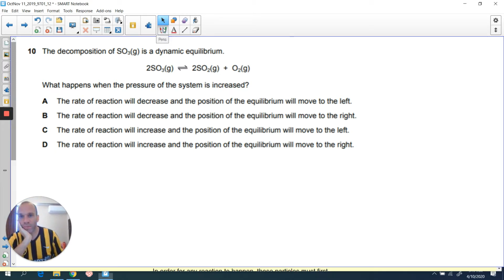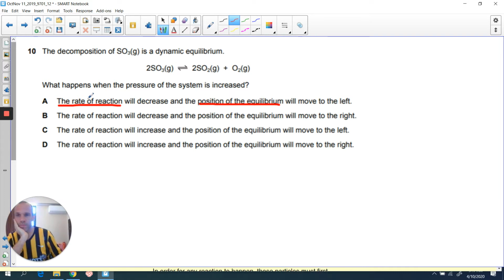Okay, so all the options talk about the position of the equilibrium, and they also talk about the rate of reaction. Now, it's best to consider these two things separately. So let's start with the position of the equilibrium. Now, in this reaction, on our left-hand side, we've got 2 moles, and on our right-hand side, we've got 3 moles. So if we increase the pressure, according to Le Chatelier's principle, the reaction is going to try to oppose that. In other words, to decrease the pressure.